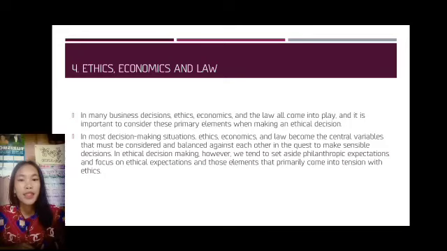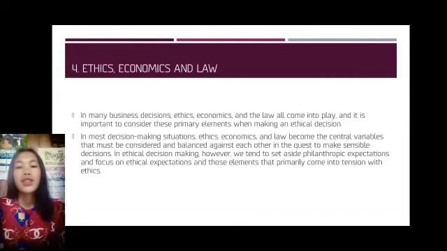Ethics, economics, and law. In many business decisions, ethics, economics, and the law come into play, and it is important to consider these primary elements when making an ethical decision. In most decision-making situations, ethics, economics, and the law become the central variables that must be considered and balanced against each other in the quest to make sensible decisions.